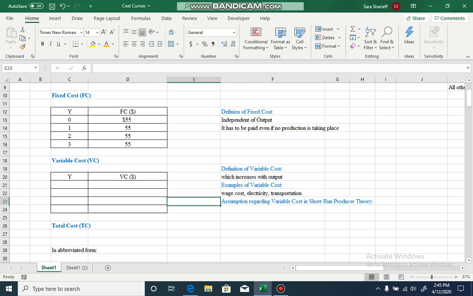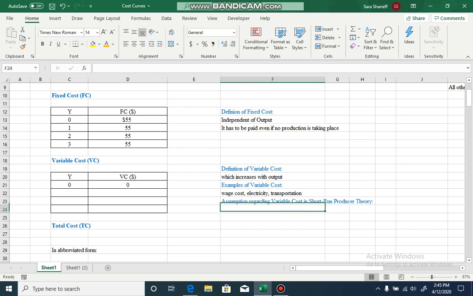Now for example, look here. If 0 units of output is being produced, what will be the variable cost? Recall that example of the restaurant. 0 units of output actually means that there is no worker, there is no one working in the restaurant, therefore variable cost is 0, right?